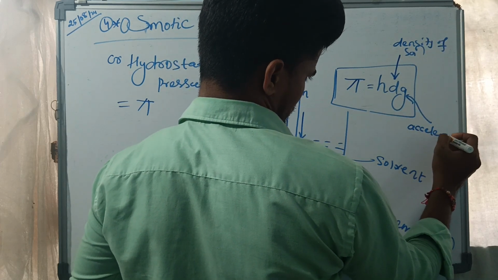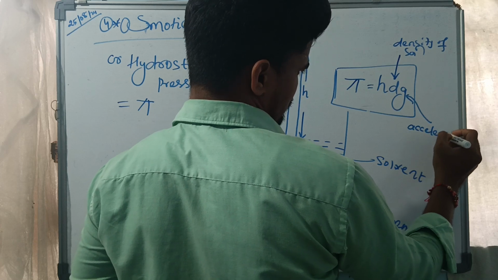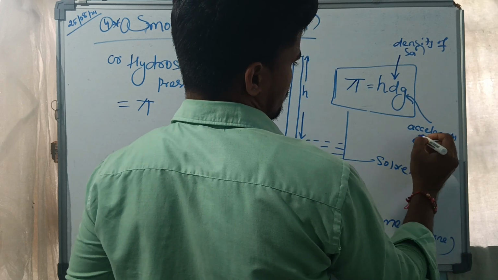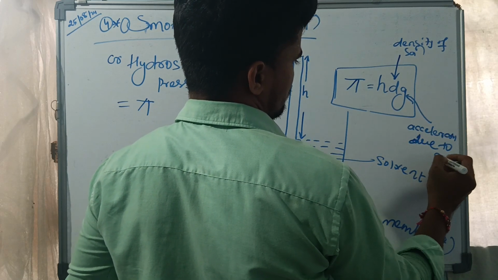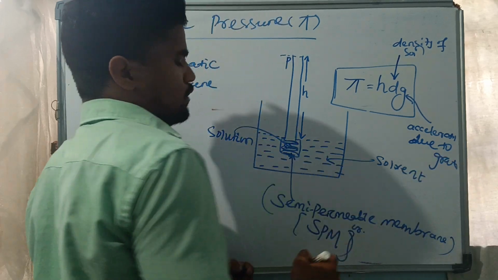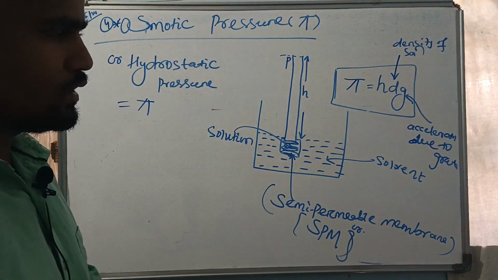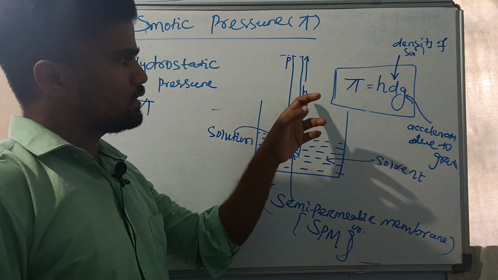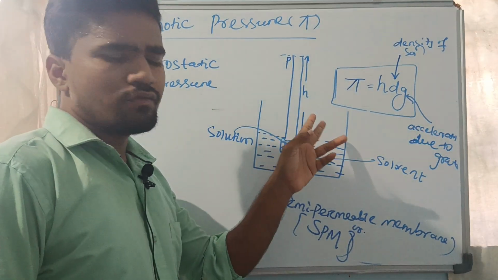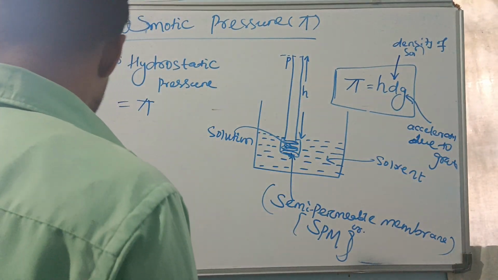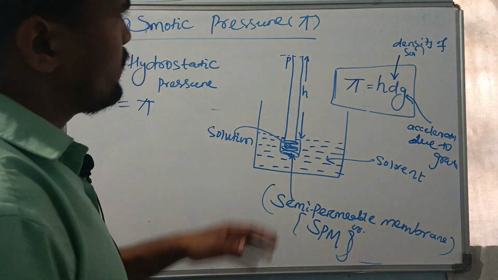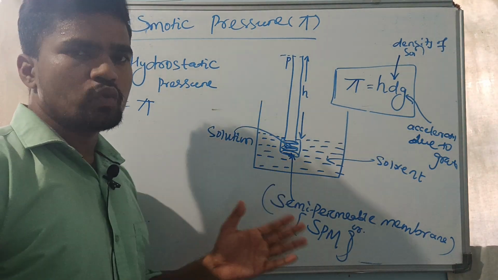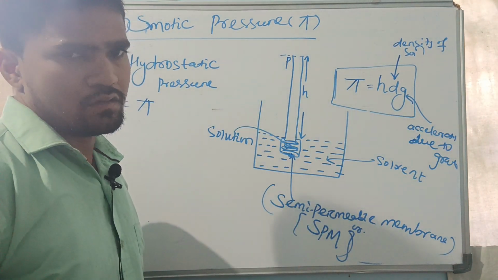Acceleration due to gravity, all of you know. Small g is acceleration due to gravity. H is the height of the level in the tube of the solution. Now we have to compare this experiment with Van 't Hoff factor.